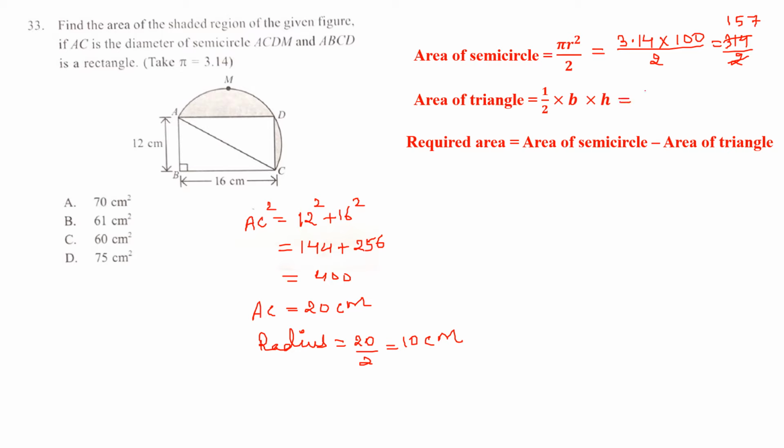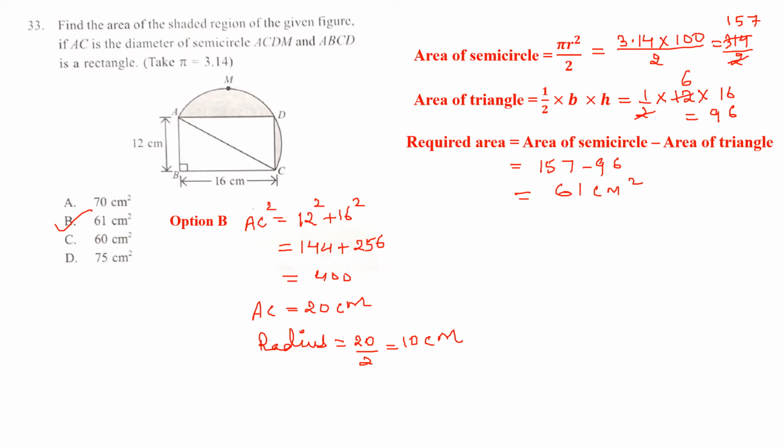Now area of a triangle is half into base into height. So you can take this as your base. So CD is the base, its value is 12, and height is AD, which is 16. And if you reduce it, 2 times 6, and 6 into 16 is 96. So required area is 157 minus 96. And if you subtract it, you will get the area as 61 centimeter square. So the correct option is option B.